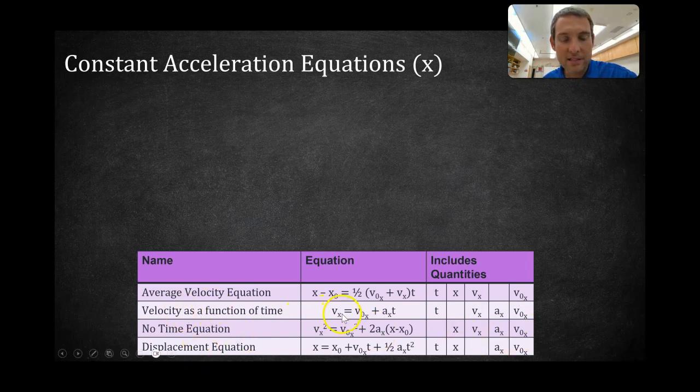Then we have the velocity as a function of time, which is our final velocity equals our initial velocity plus our acceleration times our time. The no time equation is our final velocity squared equals our initial velocity squared plus 2 times a times our displacement, delta x. Then the displacement equation is our final position equals our initial position plus our initial velocity times time plus 1/2 at squared. Again, notice the included quantities.